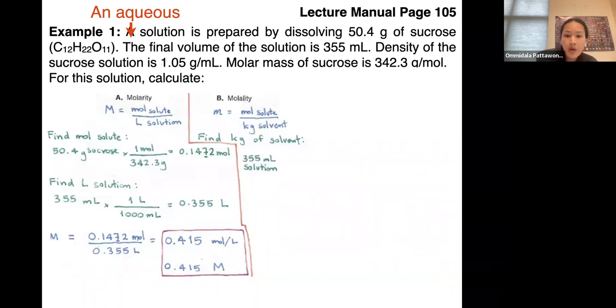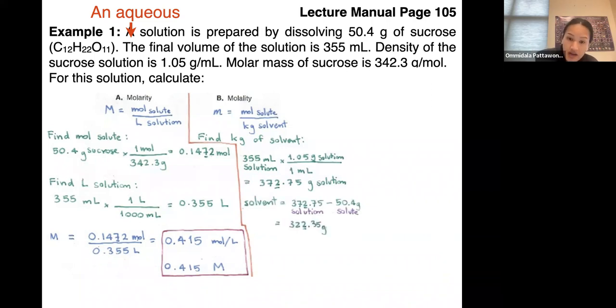So in this case, you are going to start with 355 milliliter of the solution, and you are going to use the density of the solution, which is 1.05 grams of the solution over 1 milliliter. Convert that, you are going to get 372.75 grams of the solution. This is of the solution, it's not of the solvent. In order to find out the solvent, you need to do solution minus the solute. So it's going to be 372.75 minus 50.4 grams. Then you are going to get grams of the solvent.